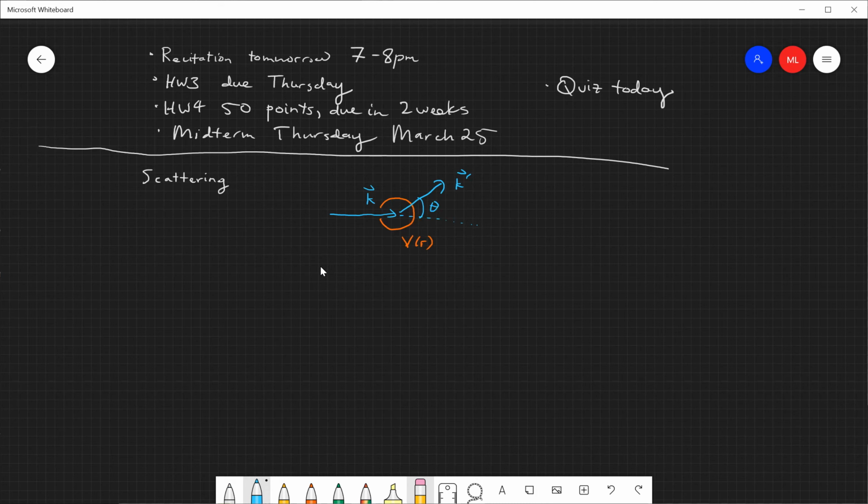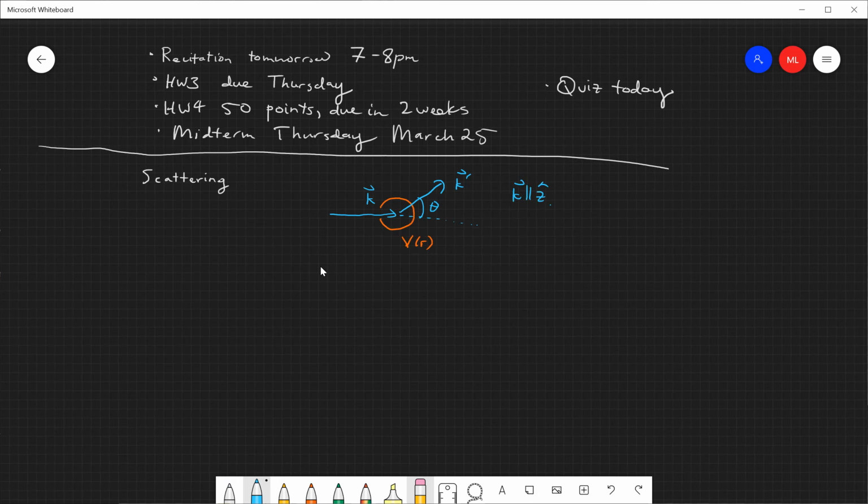And typically, if V is really spherically symmetric, you'll have a cylindrical symmetry because you only have an incoming direction and then everything else is spherically symmetric. So there's a cylindrical symmetry around the k direction, which we always say is proportional to z hat. That's kind of the convenient setup for the coordinates.